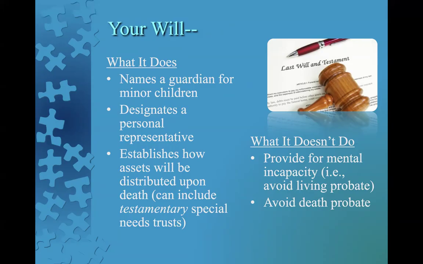It also designates who your personal representative is when you're gone, also known as an executor. In Wisconsin, we call it a personal representative. And your will establishes how the assets in your estate will be distributed upon your death. Now, a will can include what we call a testamentary special needs trust. So a testamentary special needs trust is a type of trust that springs into existence after you're gone through the will. Now, it does not avoid probate, which we'll talk about in just a moment, but you certainly can establish a trust within a will.